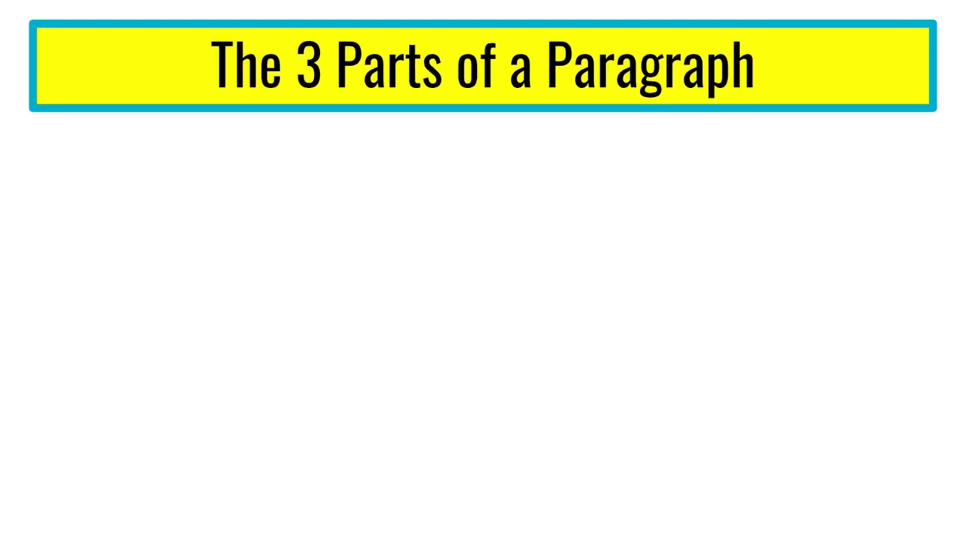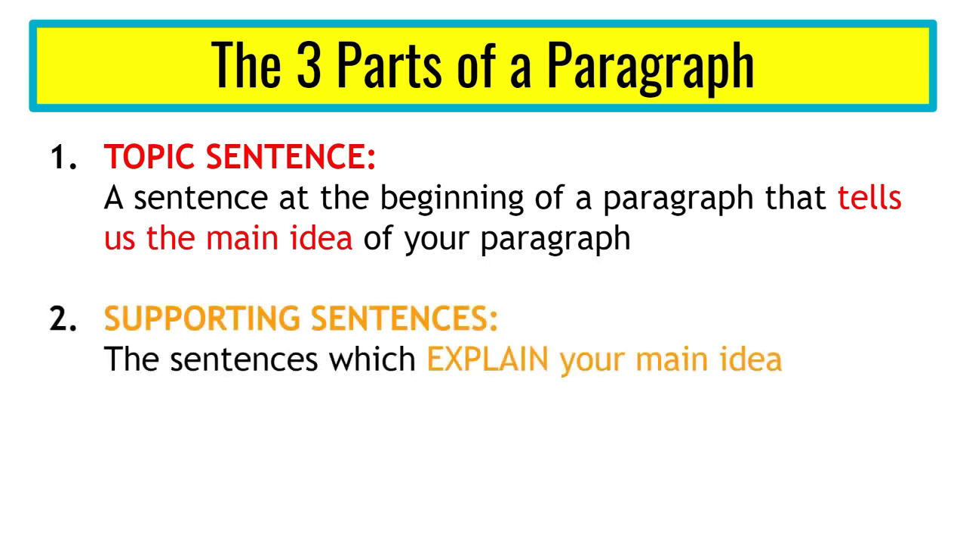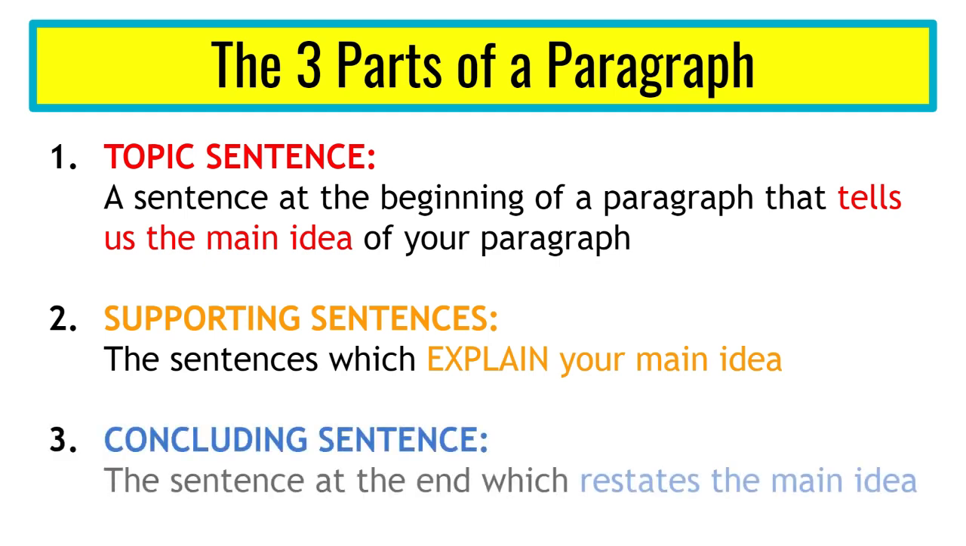So again, to quickly review, the 3 parts of a paragraph are the topic sentence, which is usually the first sentence of a paragraph. The supporting sentences, which are the sentences in the middle which explain what the topic sentence is talking about. And the concluding sentence, which is found at the end of the paragraph and restates the main idea one more time.